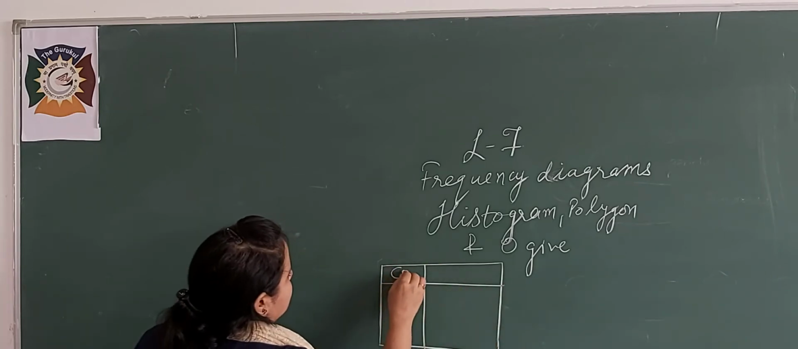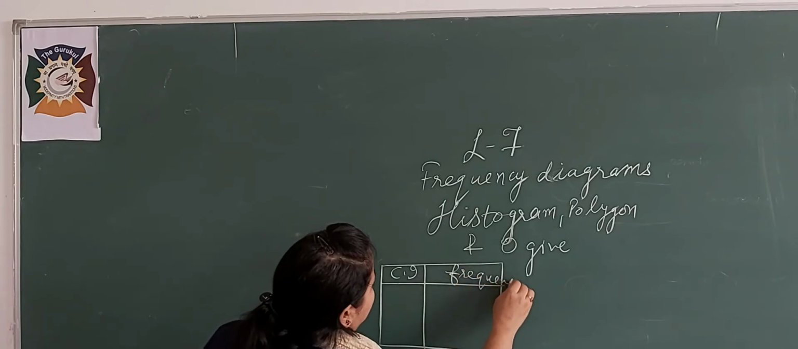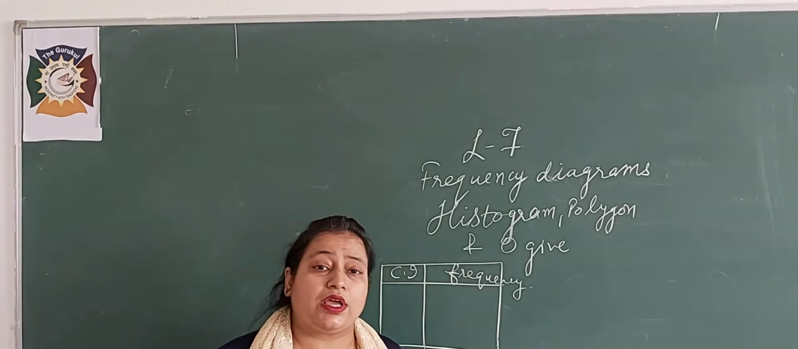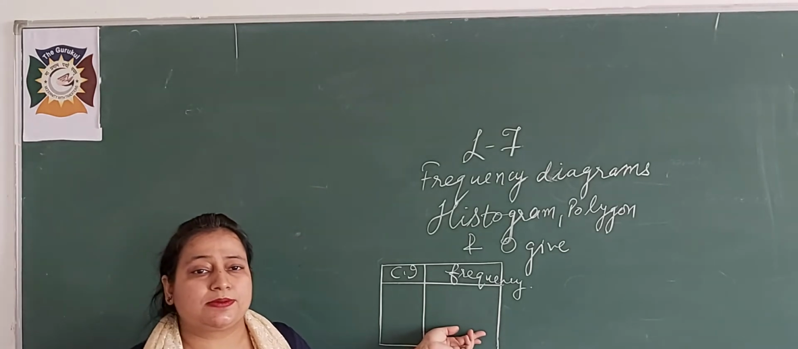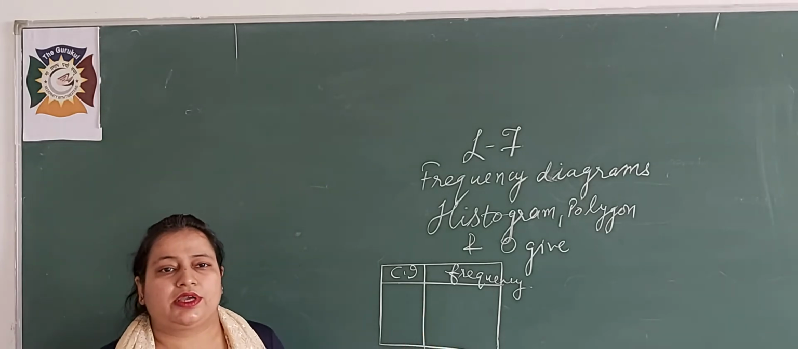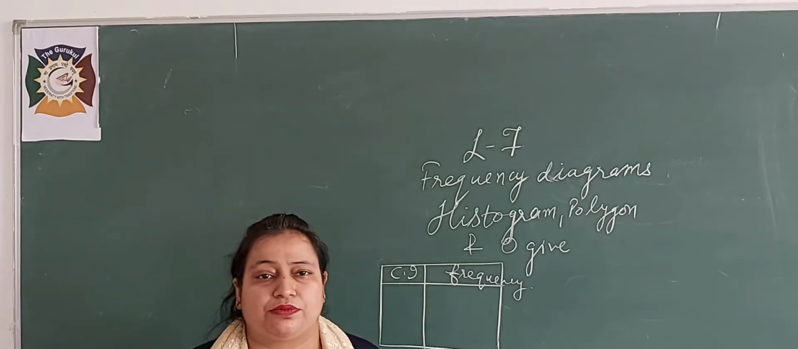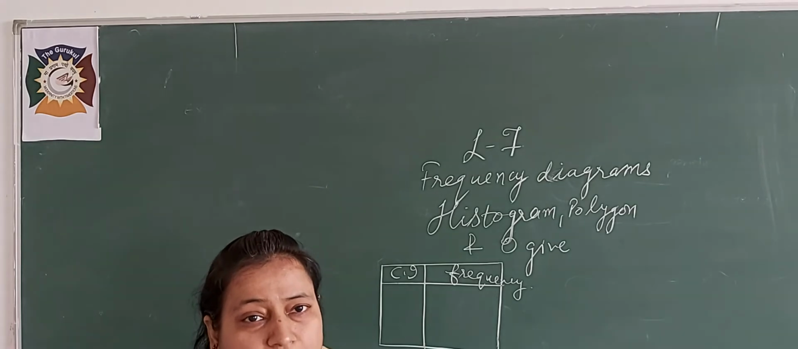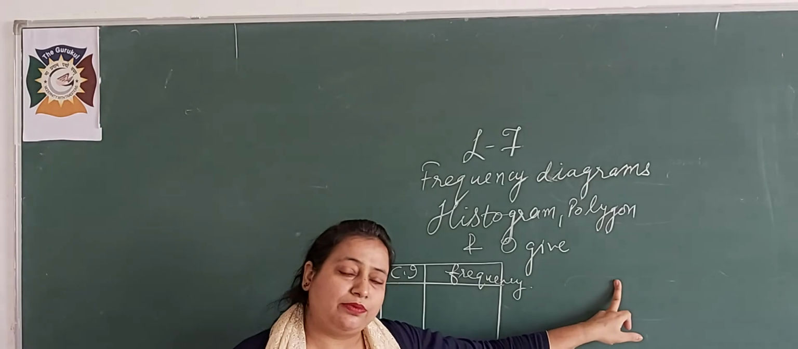Suppose class intervals and frequency, that you have done in chapter 4, classification and organization of data. This is a continuous series and is known as distribution of frequency. Frequency is distributed here and you will show it diagrammatically with the help of histogram, polygon and ogive. Today we shall discuss two topics in this video, that is histogram and polygon.